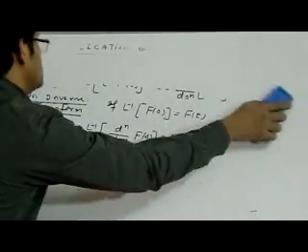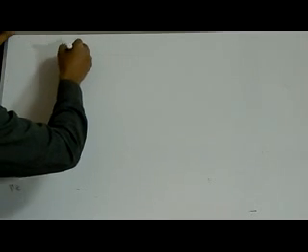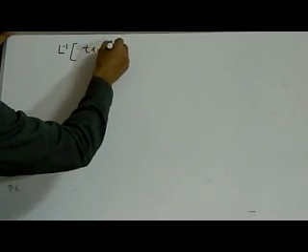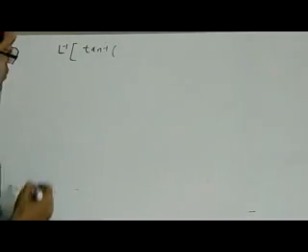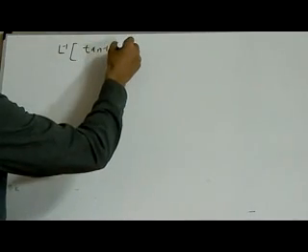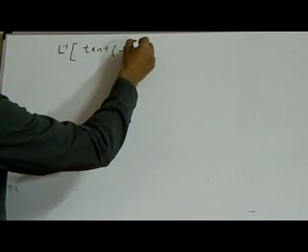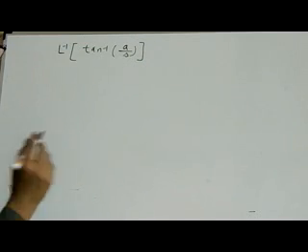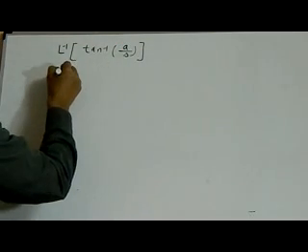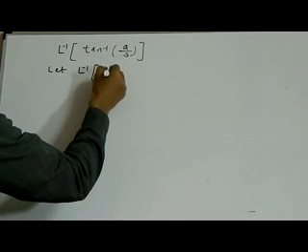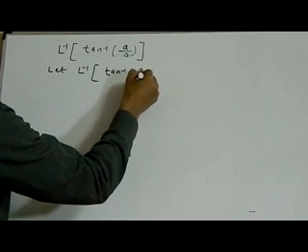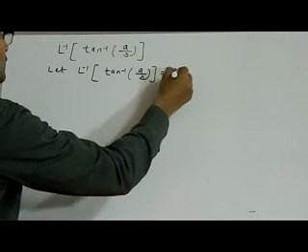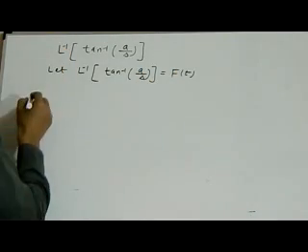Now let us consider this situation also. The question is, what is the inverse transformation of tan inverse of a by s? Suppose I have to find this inverse transformation. I don't know the right hand side, so what I am assuming is, let L inverse of tan inverse of a by s be simply f of t.